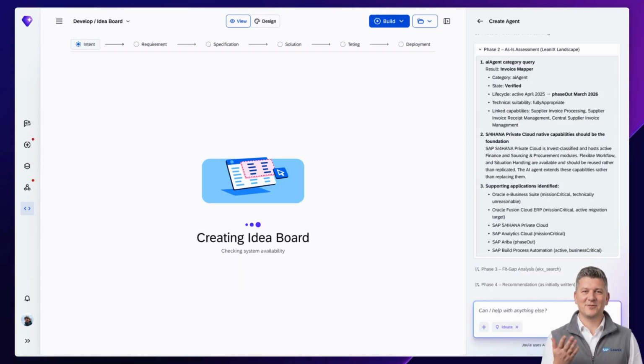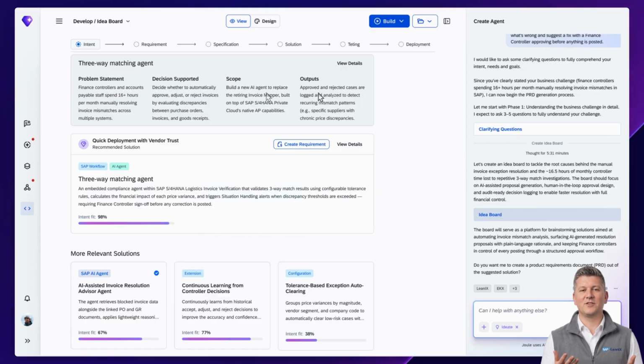Jean is next navigated to intent. What makes this powerful is the context awareness. By leveraging insights from SAP LeanIX, and SAP Signavio through MCP servers, the system understands your existing application landscape, business capabilities, and process structure. This means every recommendation is grounded in your actual enterprise reality.